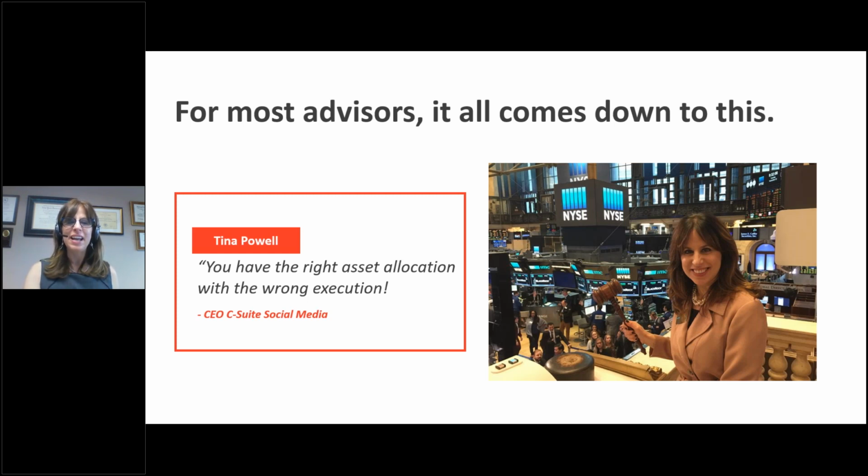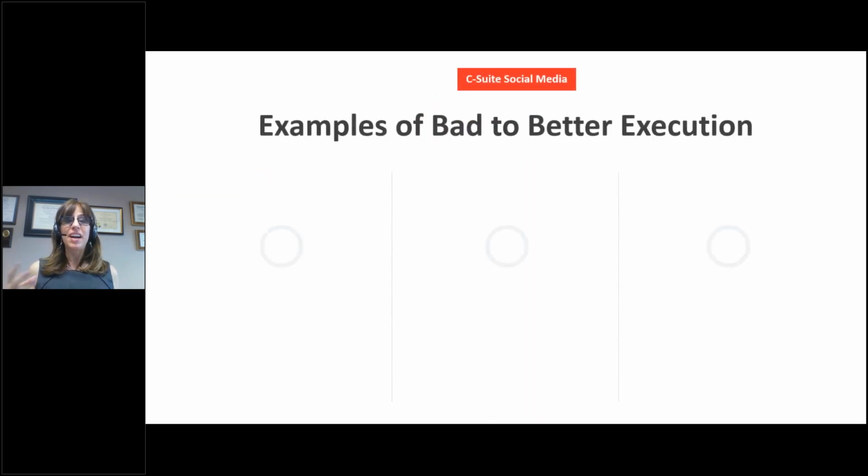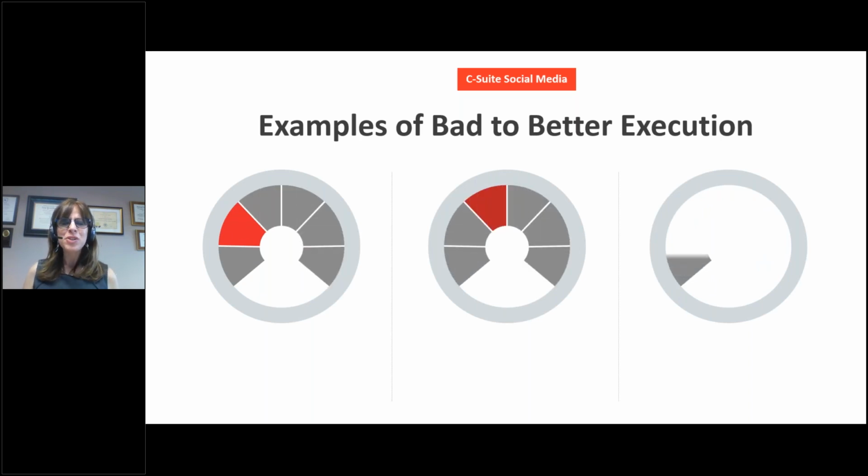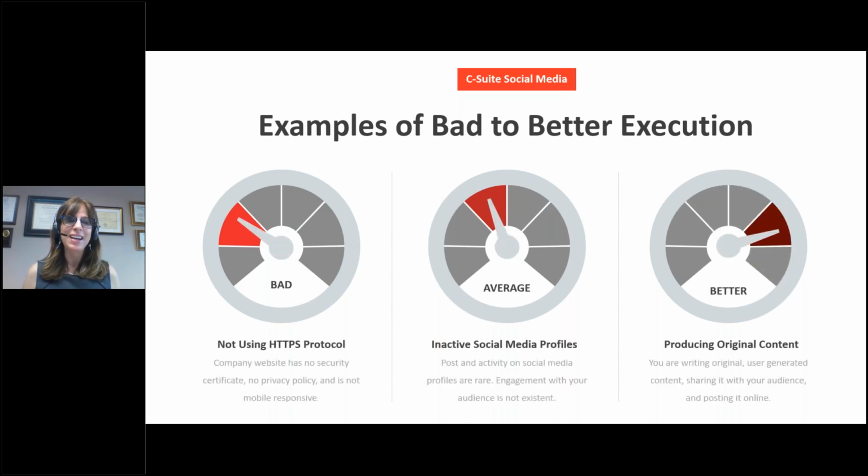But I find so many advisors and so many companies are doing well in that they have these asset classes in place, but at the same time, there's no execution, there's no strategy, there's no campaign management, no organization around what they're doing. So here, these are examples of what I call bad to better execution. The first example is bad. It's really bad. And if you're guilty of this, then good. I hope that this webinar brings you some value.